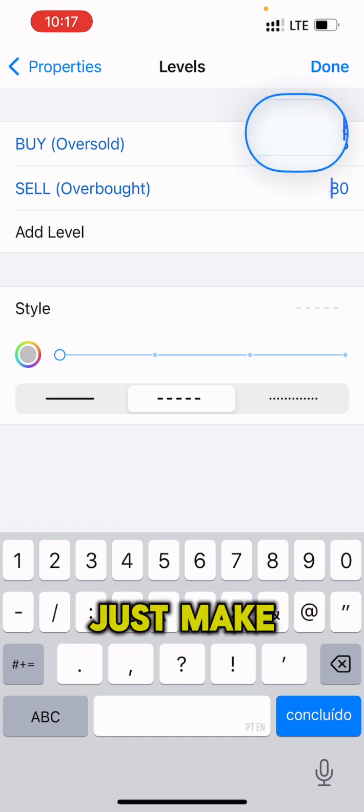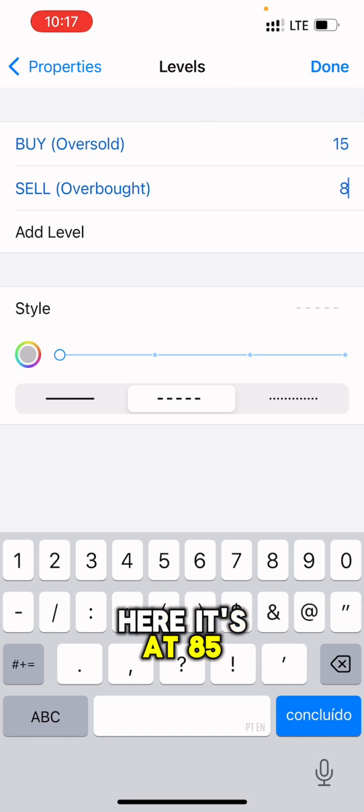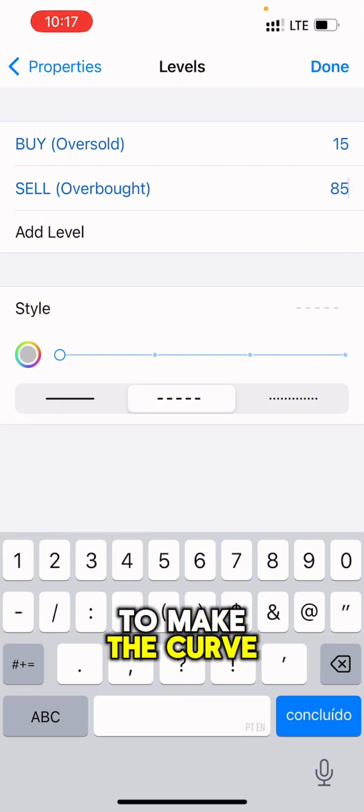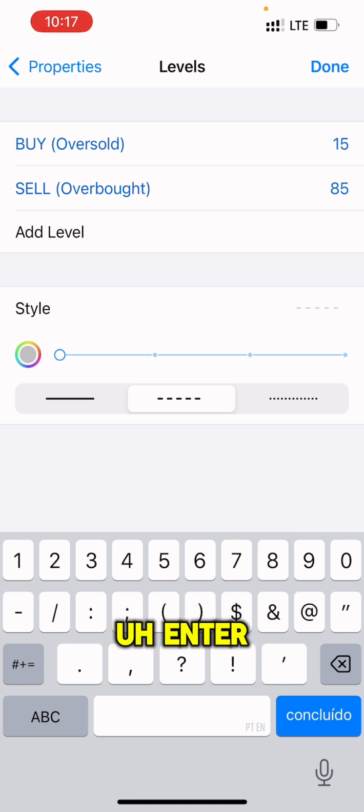Once that is set and done, just make sure that here it's at 85, because you want to give price that time to make the inversion, to make the curve before you can actually enter.